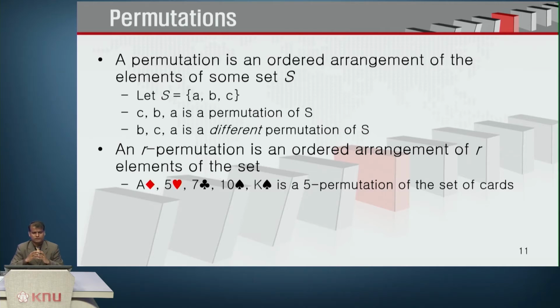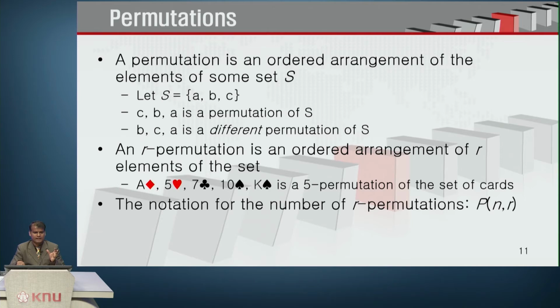You have these five cards: A of hearts, A of diamonds, 5 of hearts, 7 of clubs, 10 of spades, and K of spades. This is a 5-permutation of the set of cards you have. In this, the notation that we are going to use is P(n, r). At times people use different notations, but here we are going to use P(n, r) to represent the permutation.